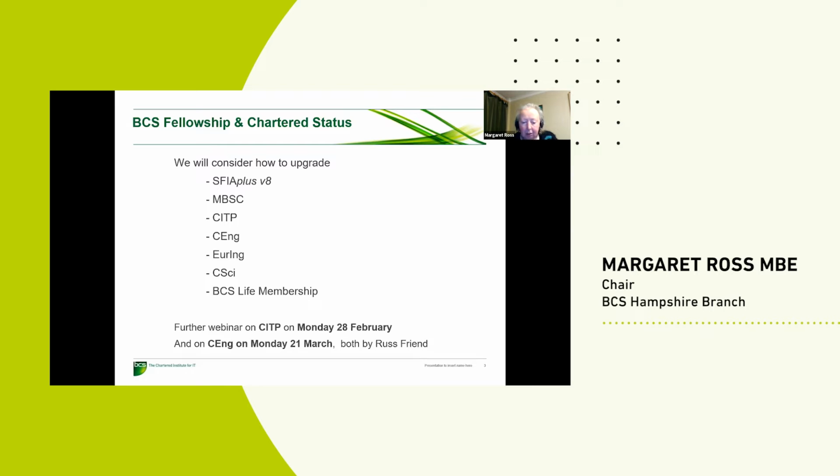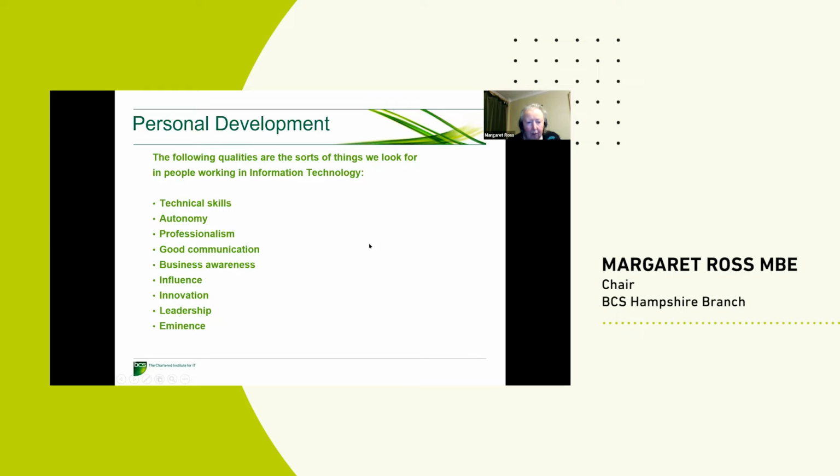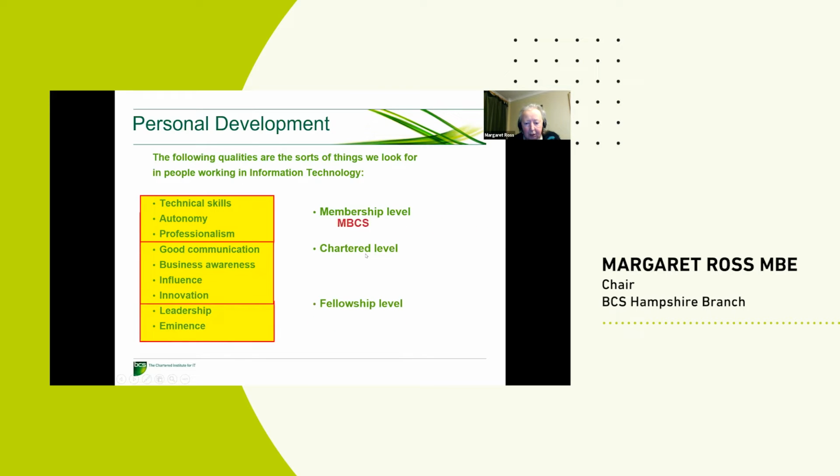As I've mentioned, although we're covering quite a lot of material, I've set up a dedicated CITP meeting on Monday the 28th of February, and a dedicated CEng meeting on Monday the 21st of March, both run by Russ Friend from the BCS, and he will have assessors with him. So what we're talking about is what you need, looking forward, for the different levels of charter status and for the levels of fellow.